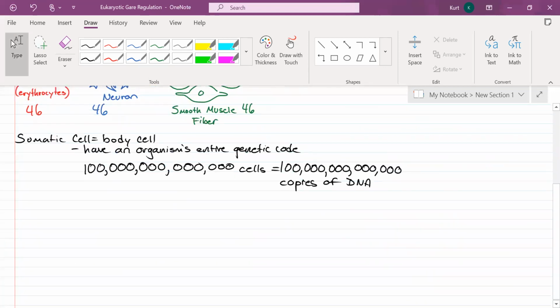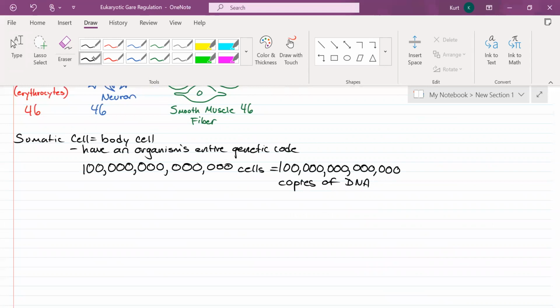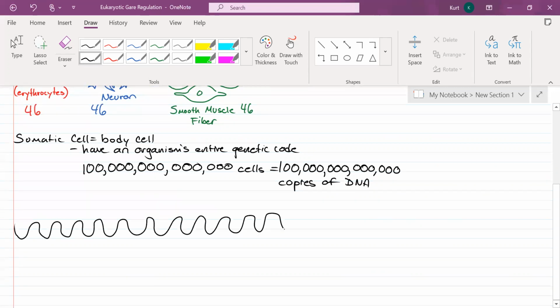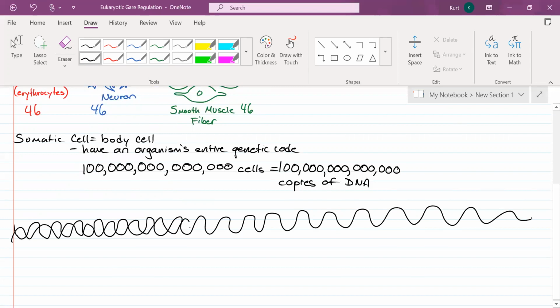Good job. So let's just say that this is your entire 3 billion nucleotide long DNA. If you actually read one nucleotide a second, it would take you 2 years to read the entire gene sequence. It's pretty long.